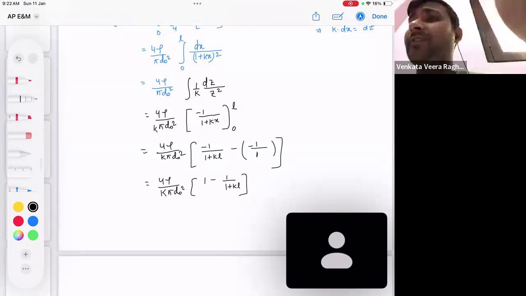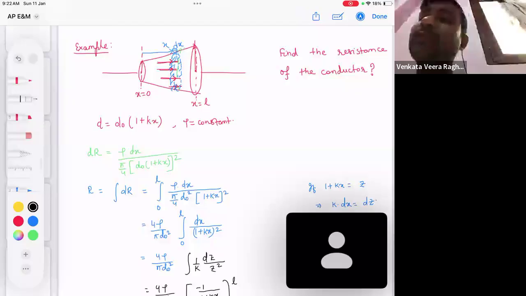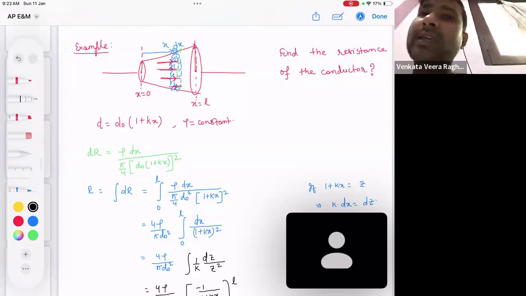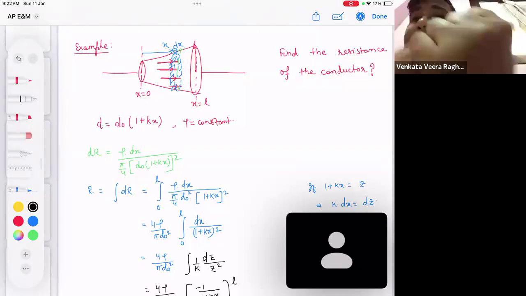So please keep in mind, whenever we want to calculate the resistance of a conductor, we will use resistance equal to rho L by A only. But when we are using that equation, we have to make sure whether the area is constant, the length is constant, or is it changing? If it is constant, no problem. Rho into L by A, we can use it as we have done in the earlier cases.